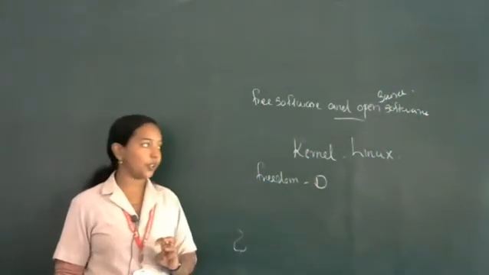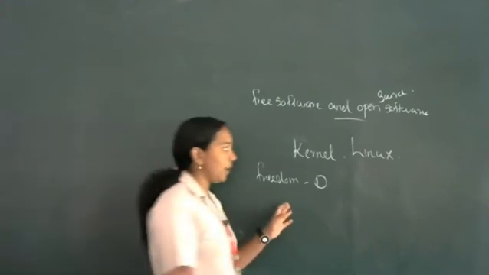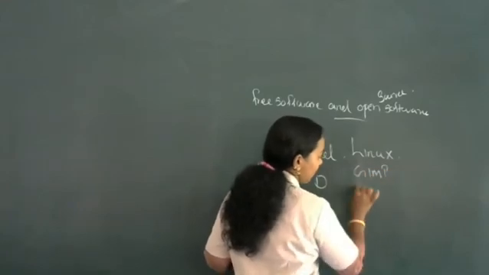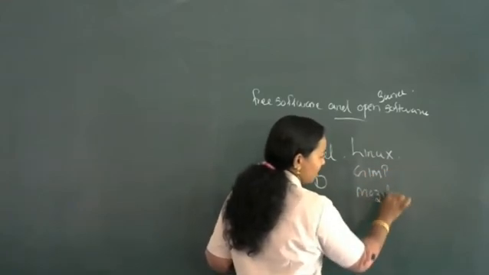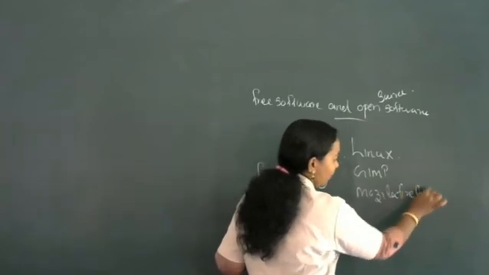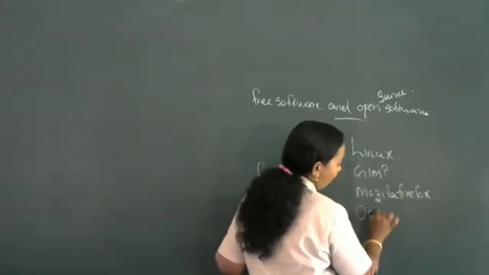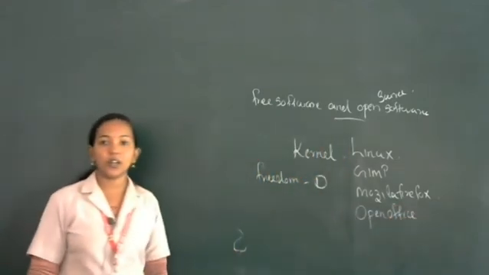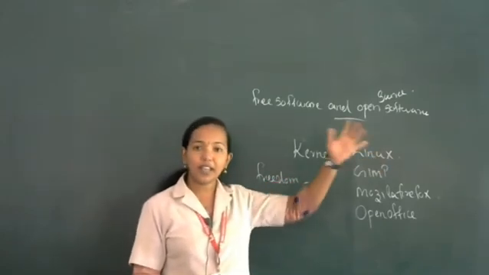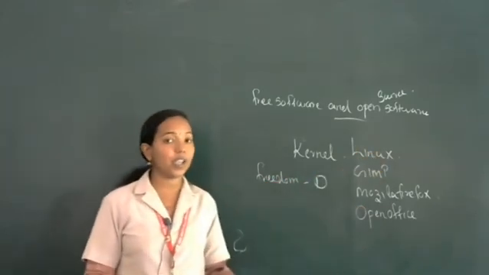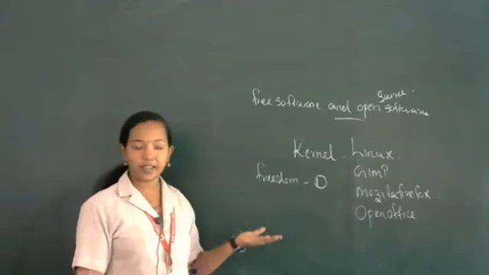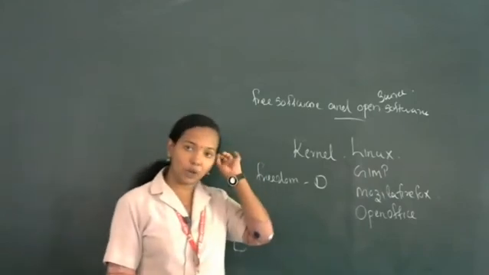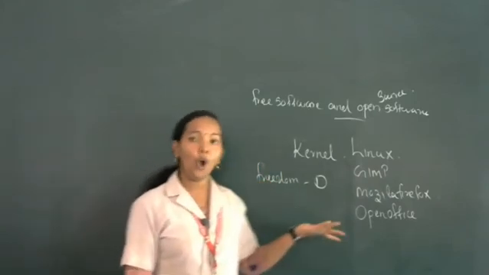Commonly used open source software are GNU Linux, GIMP, Mozilla Firefox, and OpenOffice. These are all open source software. GNU Linux we can easily download from the internet and distribute among our friends and relatives. There will be no restriction. The second one is GIMP, multimedia image editing software. That is also open source software.